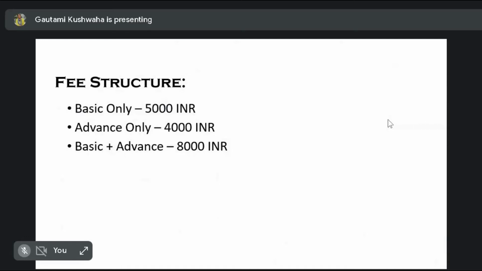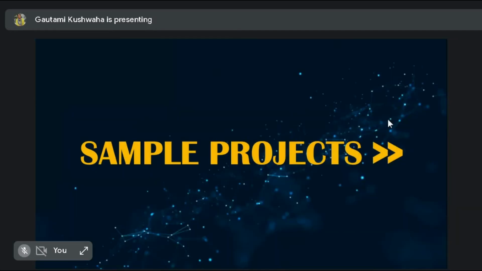Now this is the fee structure. Basic is going to be 5,000, advanced individually 4,000. And basic plus advanced, if you're taking both the courses, it's going to cost you around 8,000.